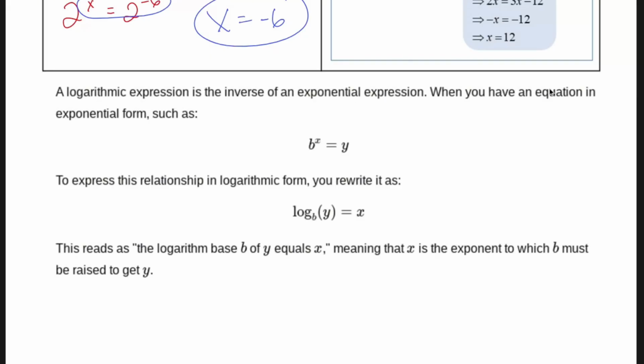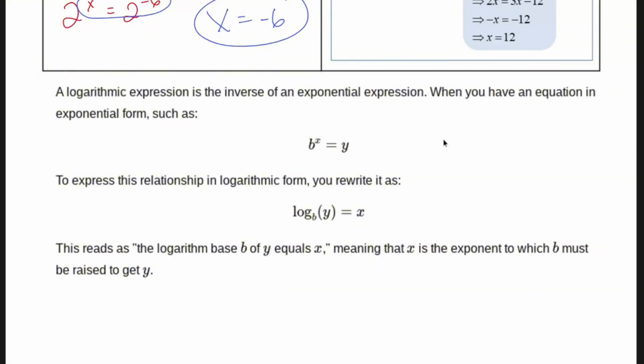When you have an equation in exponential form such that b to the x equals y, you can write it out as log base b of y equals x. And you say that as the logarithm base b of y equals x. I just say log base b of y equals x. B is the base, x is the exponent, and y is your solution.